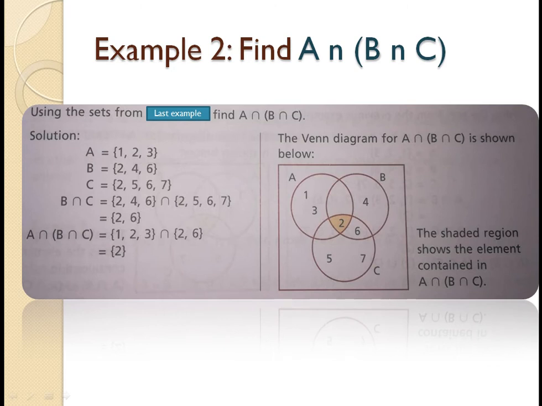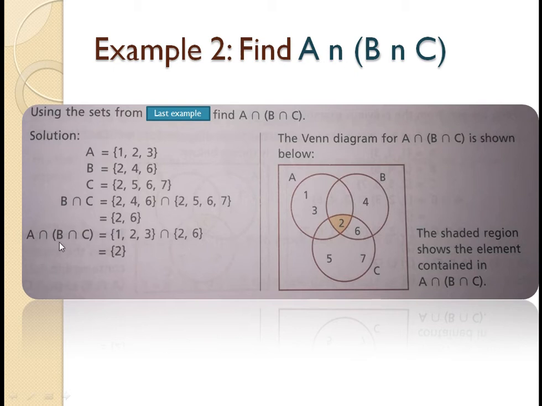Let's see another example, which is A intersection B intersection C. We are using the same values of the sets. Here we first have to find the bracket B intersection C, that is, B values intersection C values. Intersection means the common. 2 and 6 are the commons. So it is written over here.